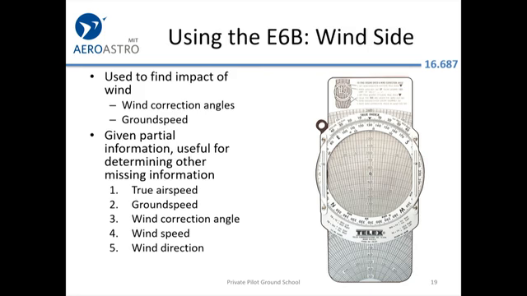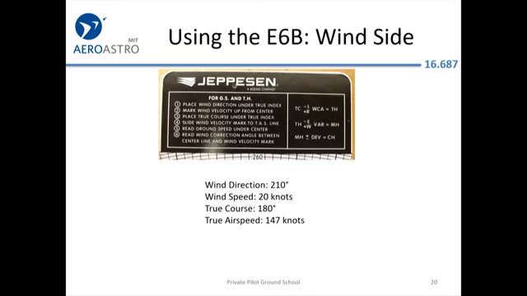You can get your ground speed and your wind correction angle. That's the most important thing. So this one is hard enough to use that they actually put the instructions right on the top, here on the back of the E6B. So they say, place the wind direction under the true index.